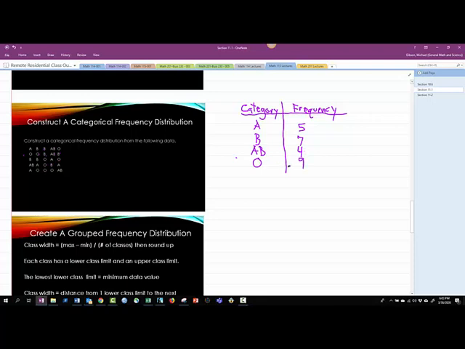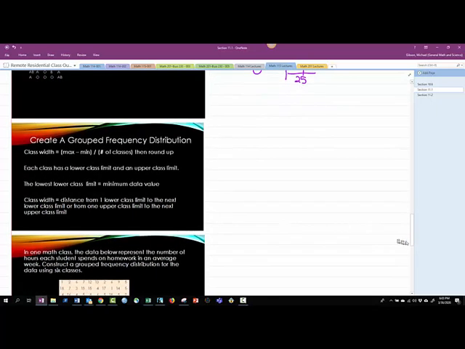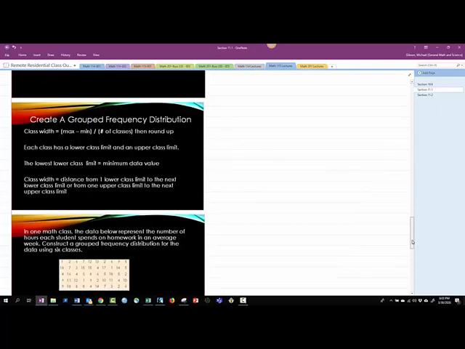And, kind of as a double check, we can add those up and it adds up to 25. And that is how many data values we have over there. All right. That's all there is to that. So if they give you data that's letters or words, that's what you do. You make a categorical frequency distribution.